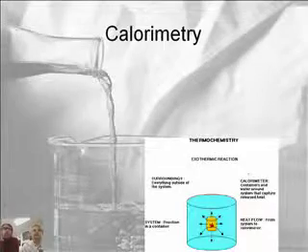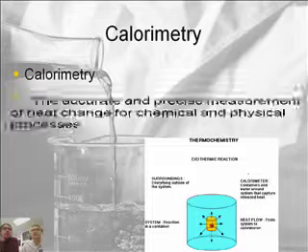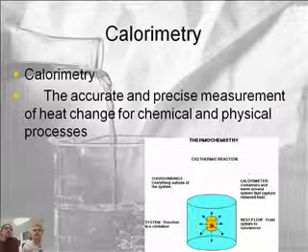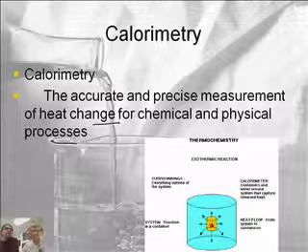All right, calorimetry, which we introduced at the beginning. It is an accurate and precise measurement of heat change for a chemical or physical process. We want to measure heat, but we can't do that directly. We have to measure what heat does. It's always done indirectly.